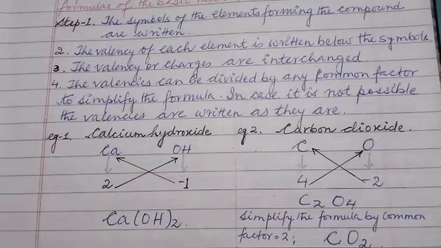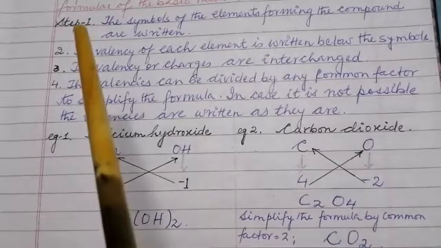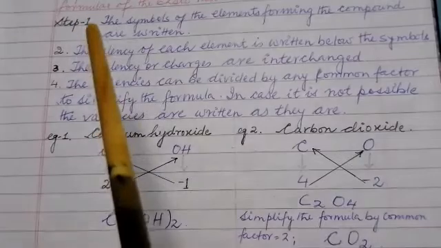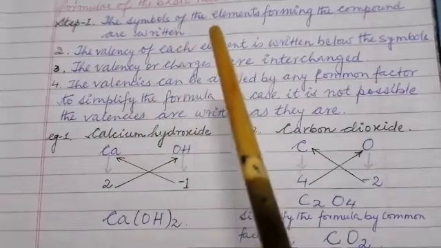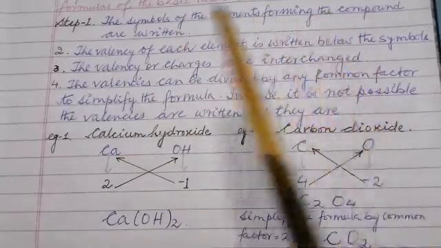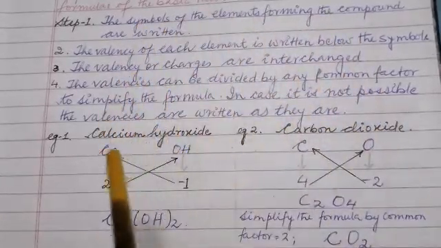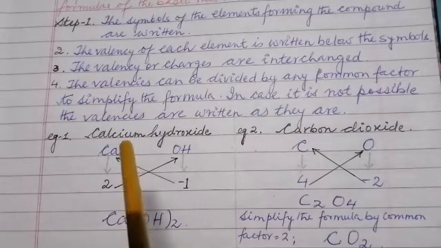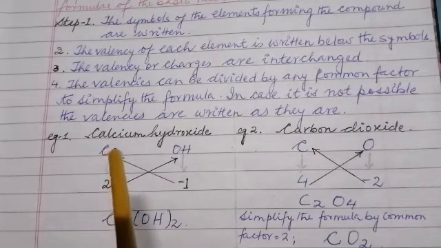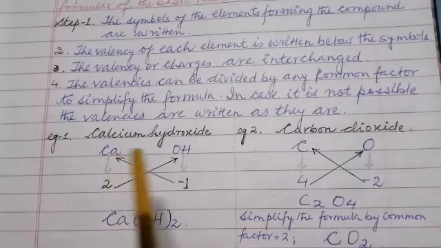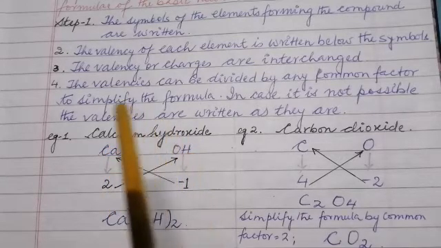Now what are the steps to write a chemical formula? Step 1. The symbols of the elements forming the compound are written. For example, you are asked to write the formula of calcium hydroxide. First step, you're going to write the symbols: calcium Ca, hydroxide OH.